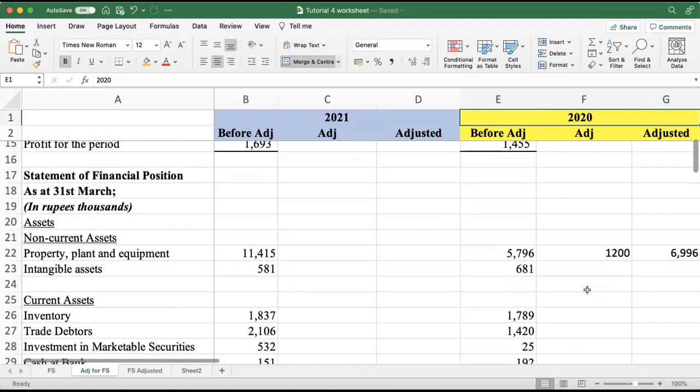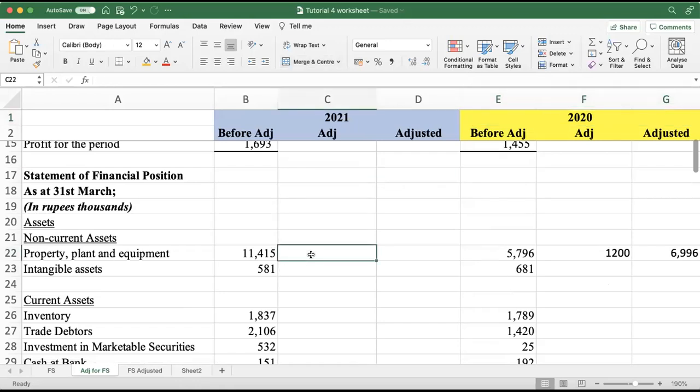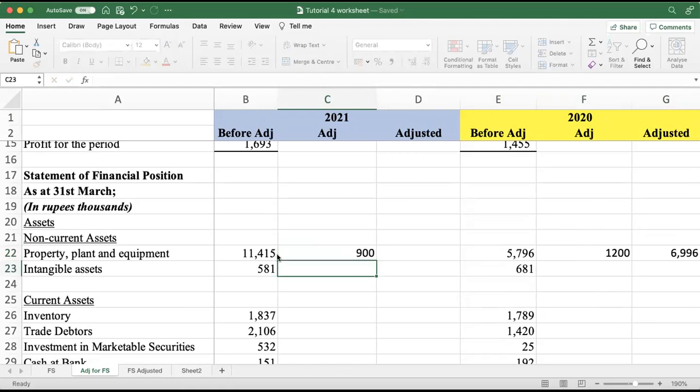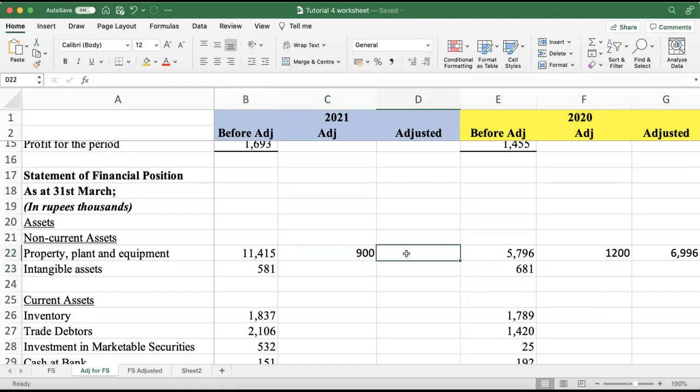Then you have to record the asset. At the beginning of year 2021, asset value 1,200. Then 1,200 minus depreciation 300. Then asset value comes to 900. So 900 is added to the property, plant and equipment.